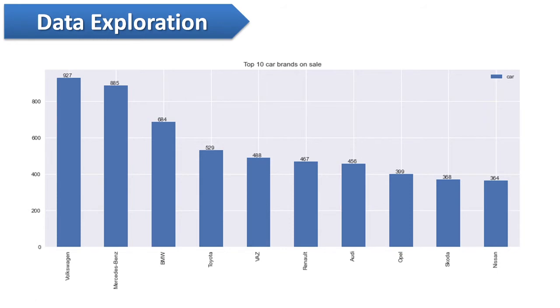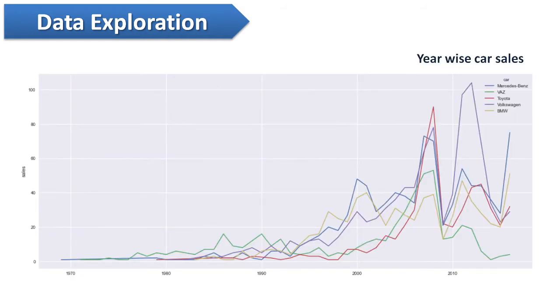Let's deep dive into the data exploration. After doing the cleansing part, this is how the data looks. This bar chart represents the top 10 car brands on sale over a period of time. Here is a clear winner: Volkswagen, Mercedes and BMW are taking the first, second and third positions respectively, proving their maximum sales. Okay, these are the top 10 brands.